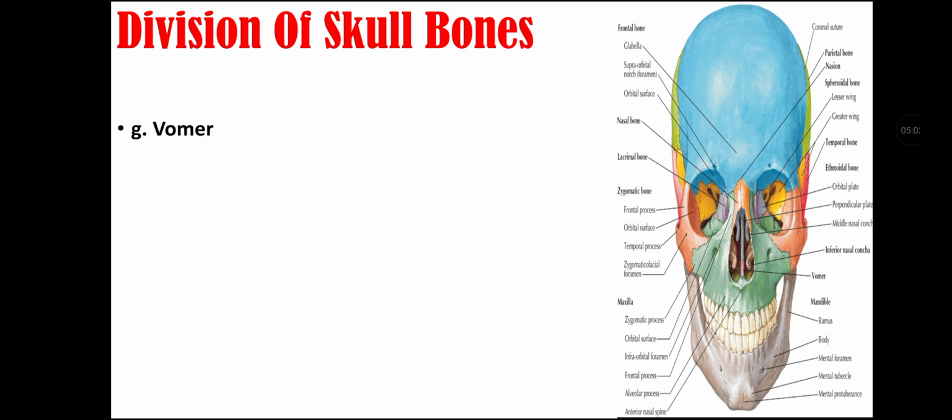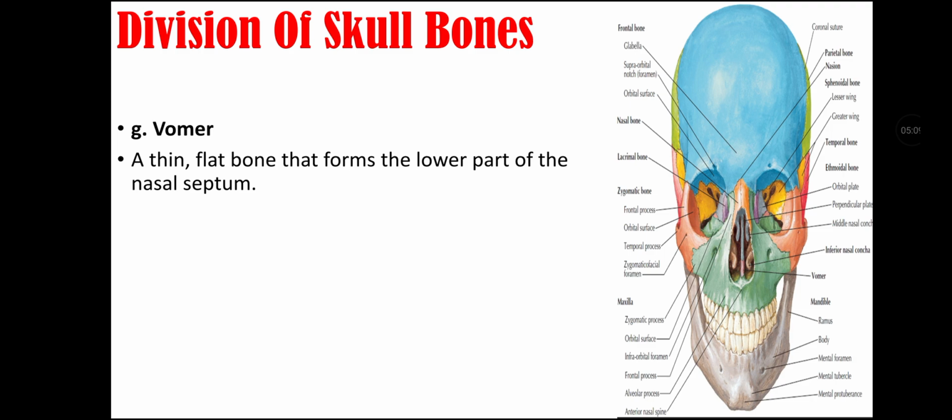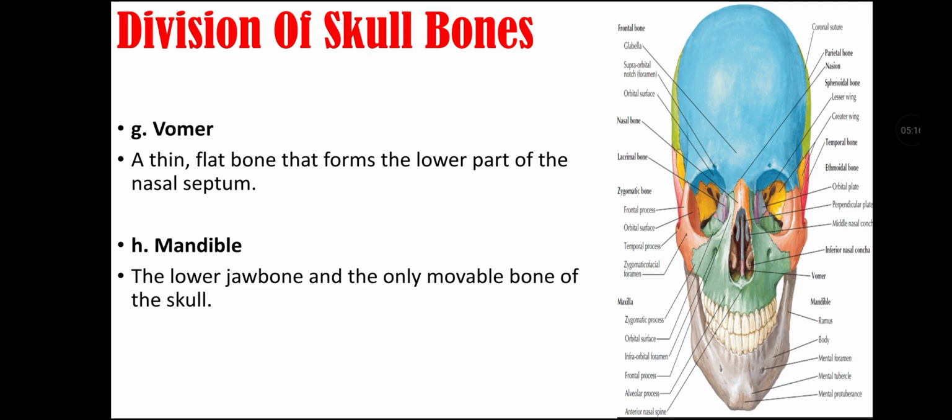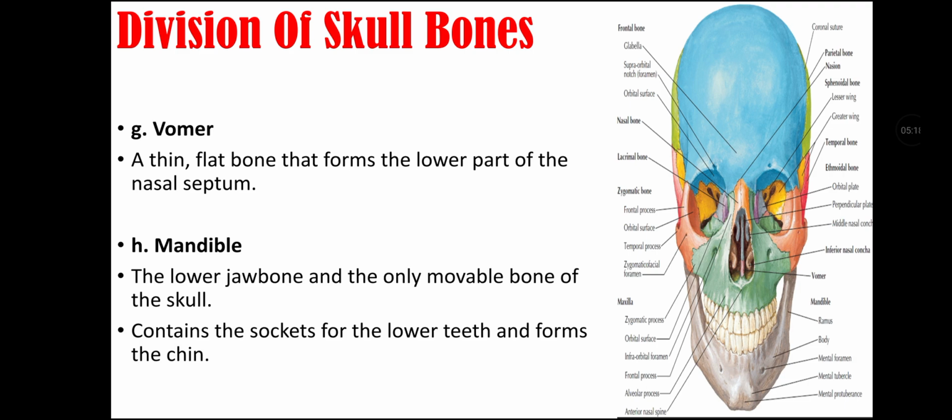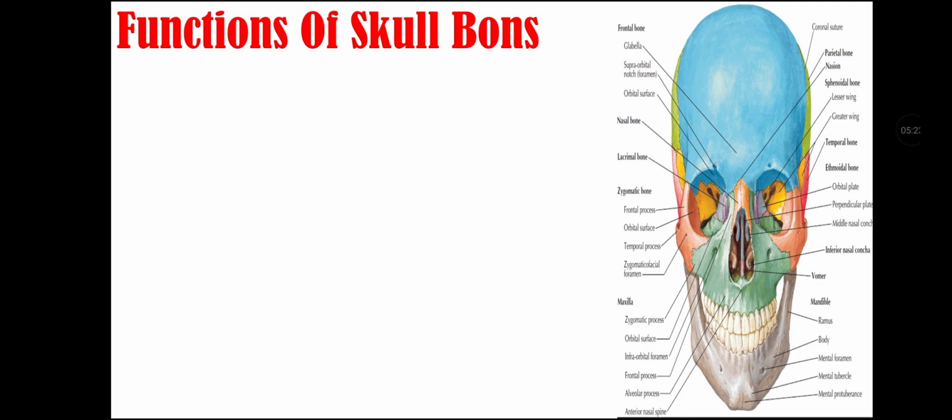Next facial bone we have is vomer, that is unpaired bone. That means there is one vomer in every skull. It is a thin, flat bone that forms the lower part of nasal septum. Next bone we have is mandible, that is lower jaw bone and only movable bone of the skull. It contains sockets for lower teeth and forms the chin.